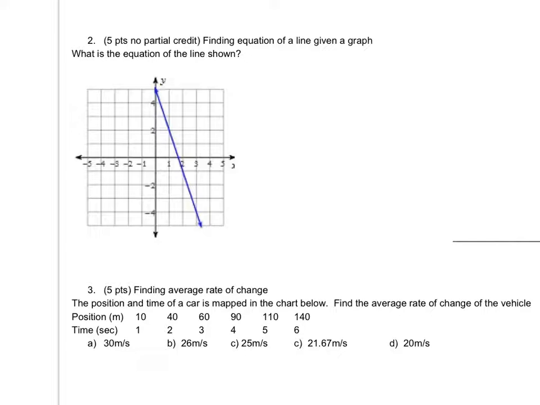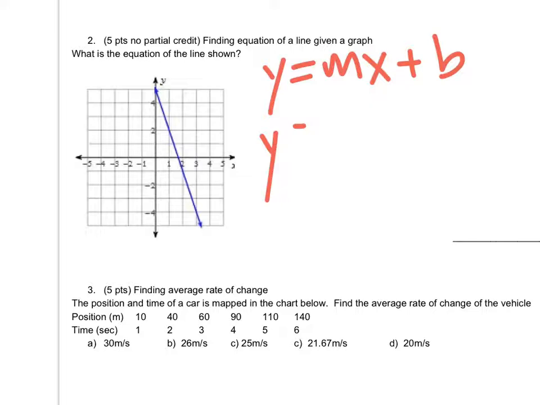Let's take a look at question number 2 from version 2. It says find the equation of a line. What is the equation of the line shown? So we're looking at the blue line, and we're going to be using the slope-intercept form, which we know is y equals mx plus b.